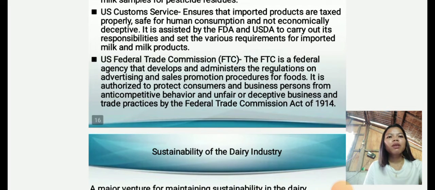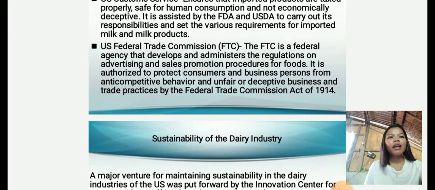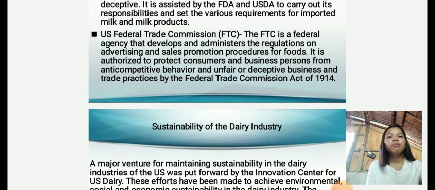U.S. Customs Service ensures that imported products are taxed properly, safe for human consumption, and not economically deceptive. It is assisted by the FDA and USDA to carry out its responsibilities and set the various requirements for imported milk and milk products.